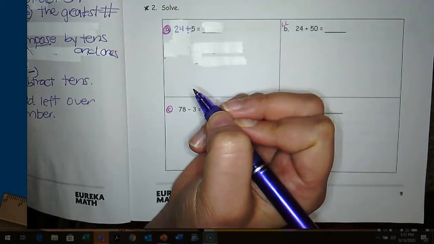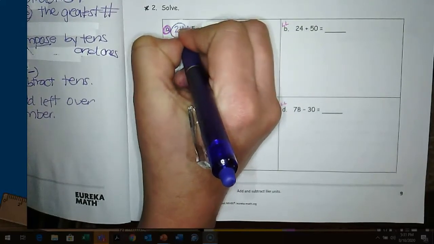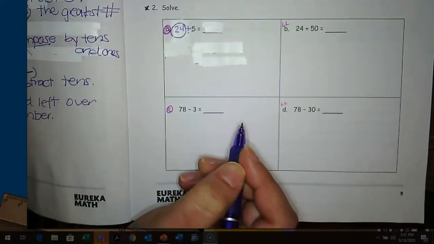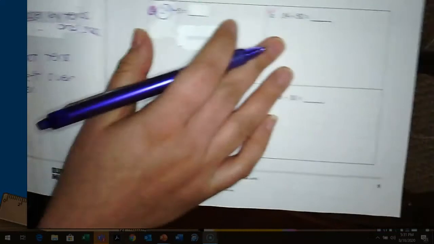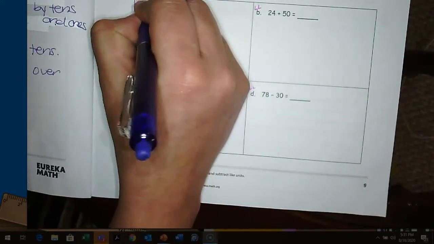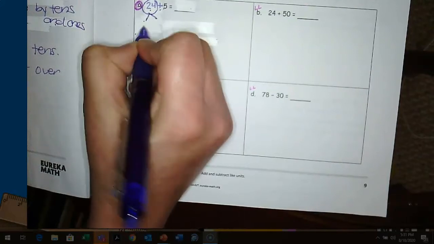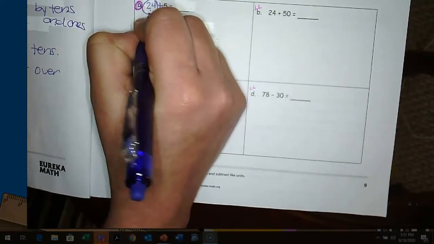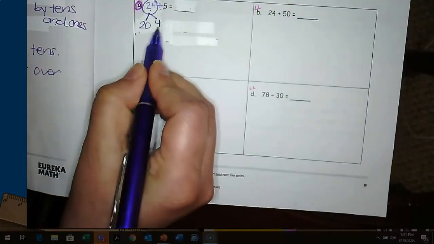5, 4, 3, 2, 1, and 0. I circle 24 just like you did. I'm sure you did it. Step number 2, it says decompose by tens and ones. I have to break apart that number by tens and ones. Well, I have 2 tens, and the value of 2 tens is 20, and I have 4 ones, so I write a 4. So I have a 20 and a 4.